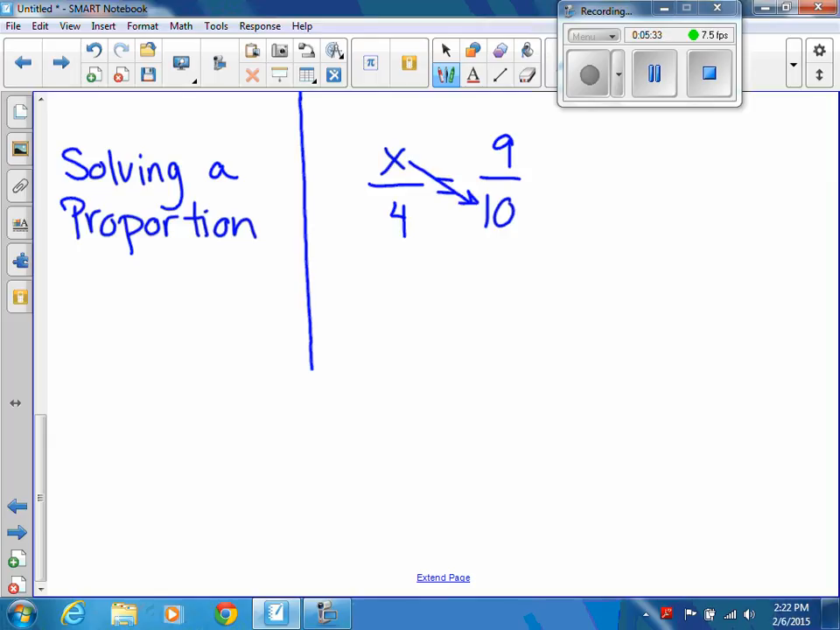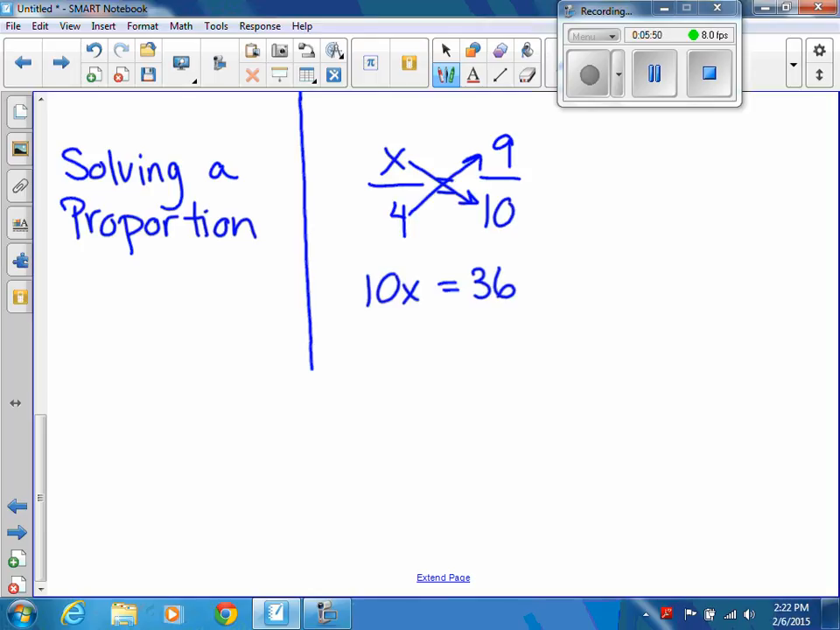Now I do it like this. I just draw a little arrow. So that's going to be 10x, because remember x times 10 is the same as 10 times x. And then I'm going to do 4 times 9, and 4 times 9 is 36. Okay, so now I have a one-step equation. Makes my life pretty simple.